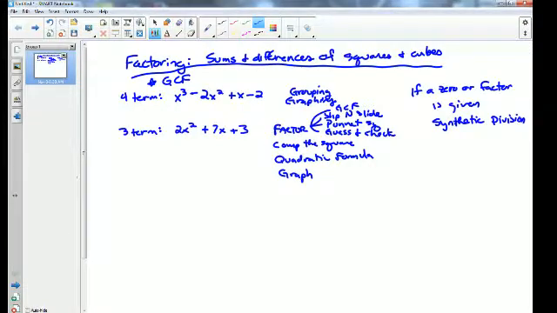Is that all the 3 terms? Oh, quadratic form, right? If this is like a 4th. So if this was 2x to the 4th plus 7x squared plus 3, you know, that's quadratic form, factor.